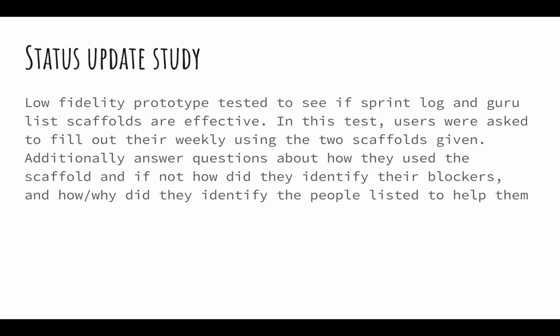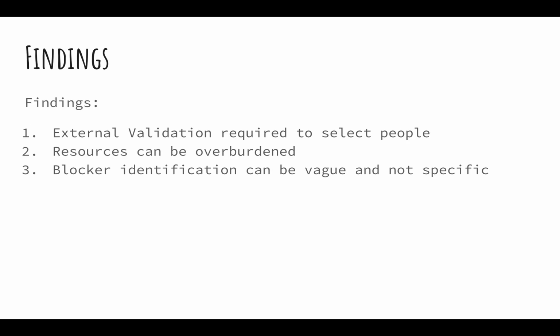So coming back to the study we'd spoken about earlier in my contributions, we implemented a very low fidelity prototype of the sidebar by having links to a guru list as well as the sprint log for each individual weekly. And we tested whether these scaffolds are effective in any way to help people identify the blockers and also identify people that could help them in any situation.